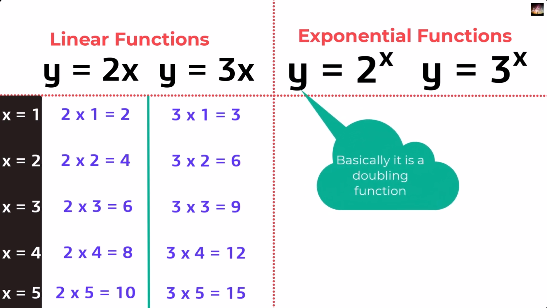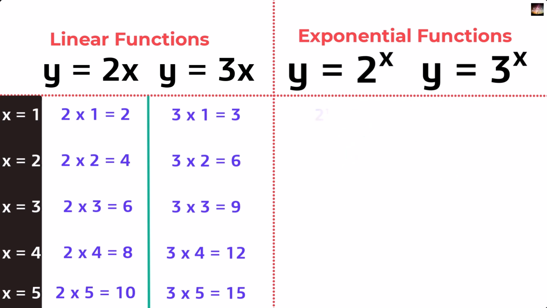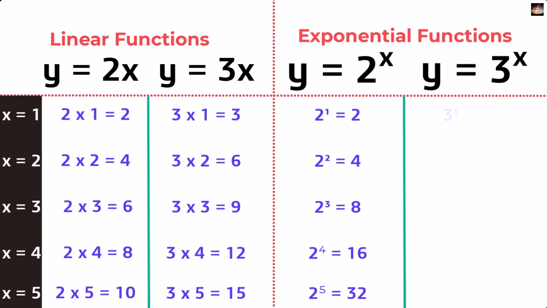Suppose we put 1 in place of x, so 2 to the power 1 equals 2, 2 to the power 2 equals 4, 2 to the power 3 equals 8, 2 to the power 4 equals 16, and finally 2 to the power 5 equals 32. So here you can see that as you increase the number, this function is growing at a doubling rate. Now look at the case of 3 to the power x.